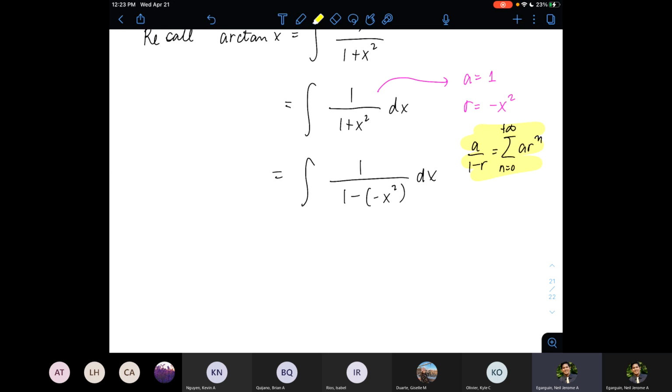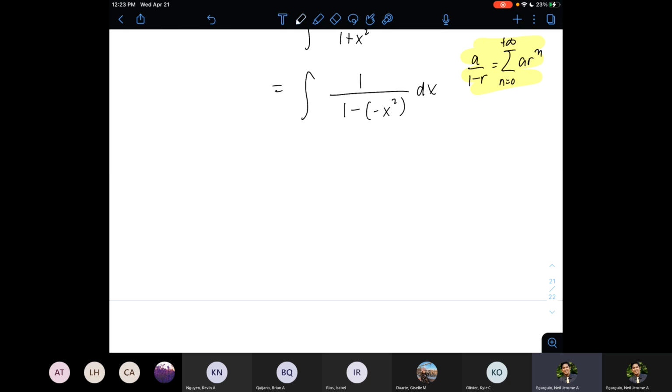Now, the given integrand here looks exactly like a over 1 minus r, with a replaced by 1 and r replaced by negative x squared, right? So the common ratio is negative x squared. So I can write this as the series expansion that I have here on the right using a equals 1 and r is negative x squared, going from 0 to positive infinity dx.